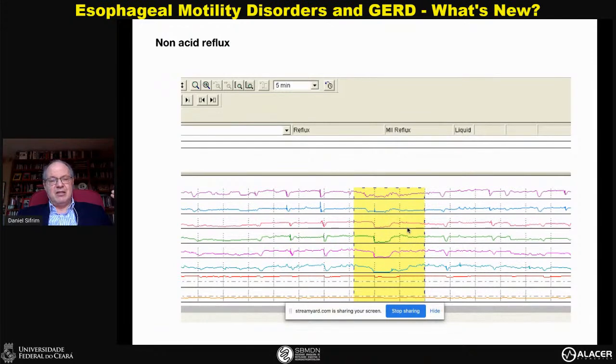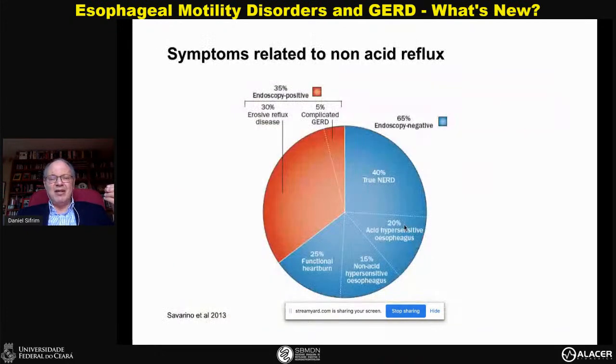Is it relevant, non-acid reflux? Well, it is not very relevant for mucosal damage. You will not have esophagitis or Barrett provoked by non-acid reflux. But it is relevant for symptom perception in patients with refractory disease. It is relevant in respiratory disorders with bronchial aspiration of non-acidic contents. And it is relevant in hypersensitivity to non-acid reflux.